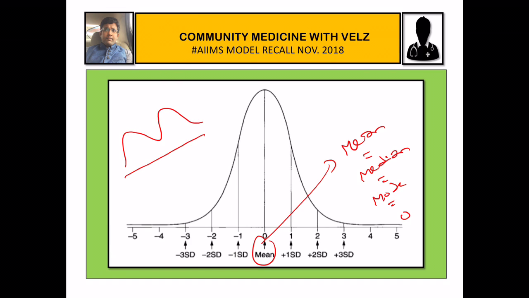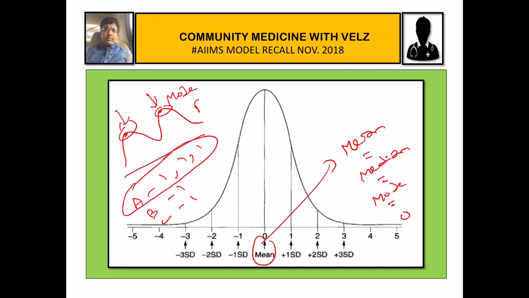what is mode? Mode is the most frequent observation. Like we are voting for 3 persons, A, B, C. A is getting 3 votes, B is getting 1 vote, C is getting only 1 vote. So mode is A because he is the most repeated. So which is most repeated is the mode. So it will be at the top of the curve. So mode will always be at the top of the curve.